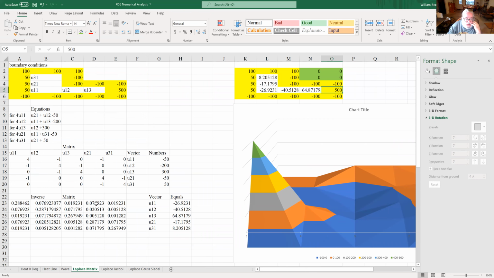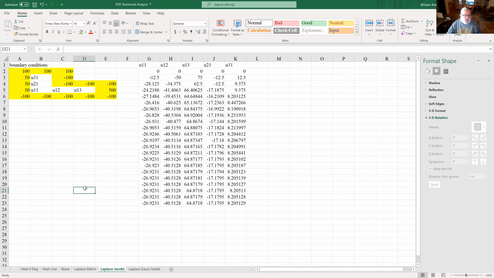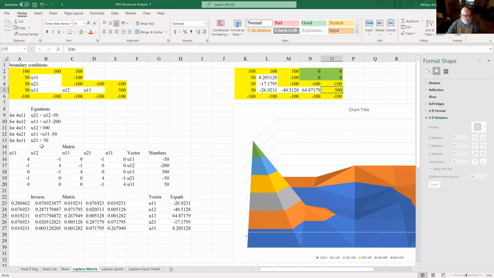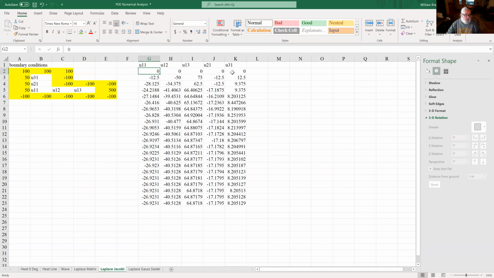So again, you can see that if you had lots and lots and lots of rows and columns, finding the inverse would be kind of a pain. So you can take this same data now and you can look at these things, right? This is just the data, the same formulas that we had over here for U11, U12, U13, U21, U31, but we just started with a guess that they were all 0, and then we just iterate a bunch of times, and it eventually settles down to the same numbers that we got previously.